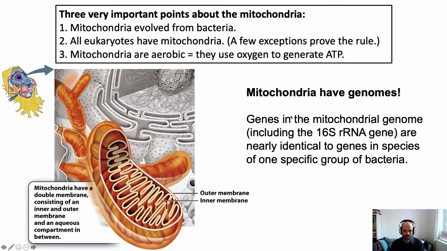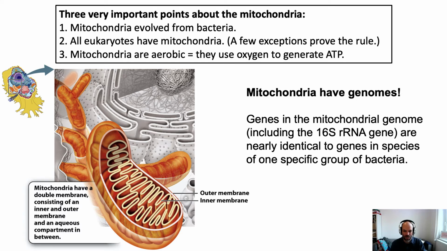They have genes, including the 16S ribosomal RNA gene, which is this gene that we have used to make the tree of life. Their 16S genes are on the tree of life right next to bacteria. So it's very clear direct evidence. Before we could sequence these genes, the evidence was a little more indirect.